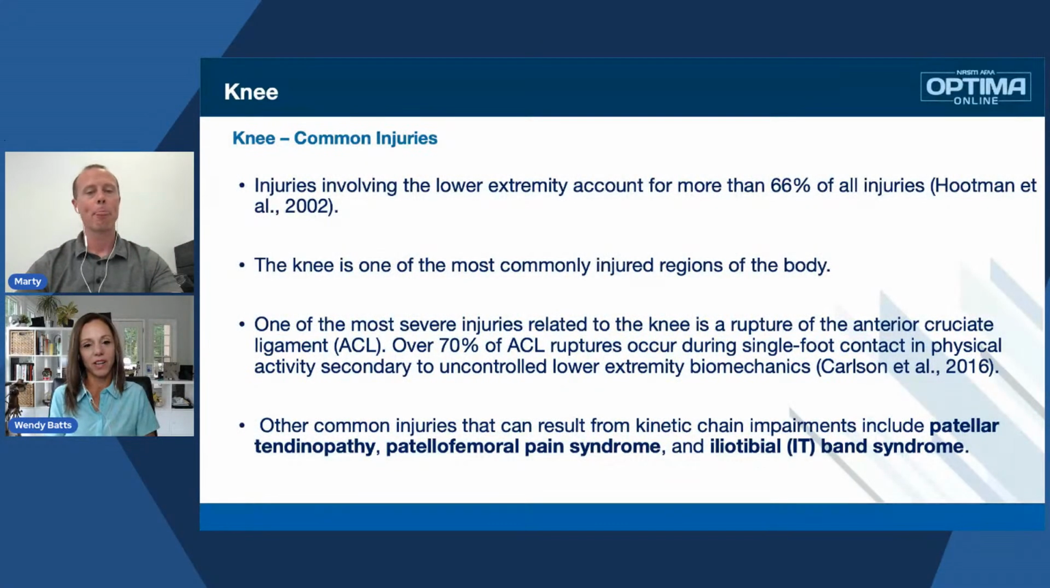So I think this will kind of bring all that to light as we move forward. Yeah, and if you want to talk about some of these common injuries, I think this is not going to be a shocker to most anyone.